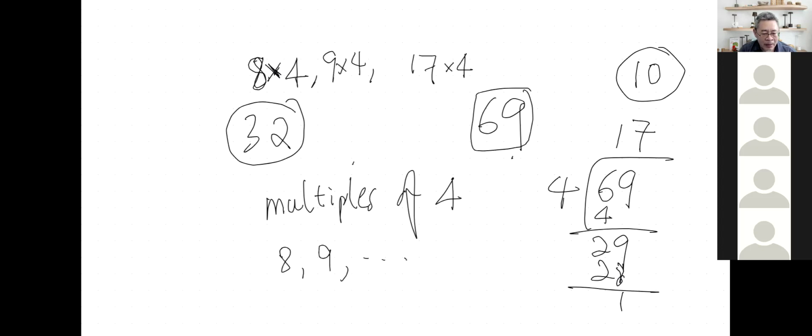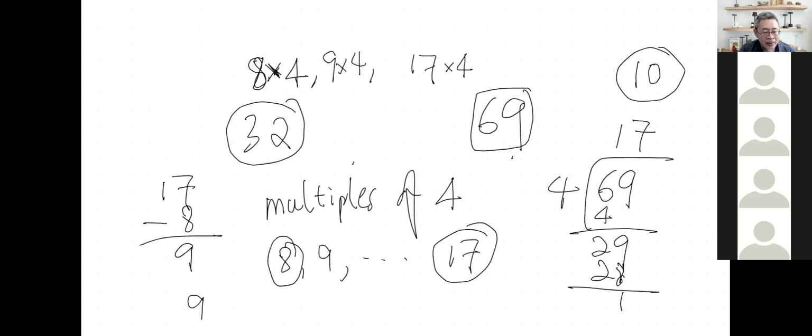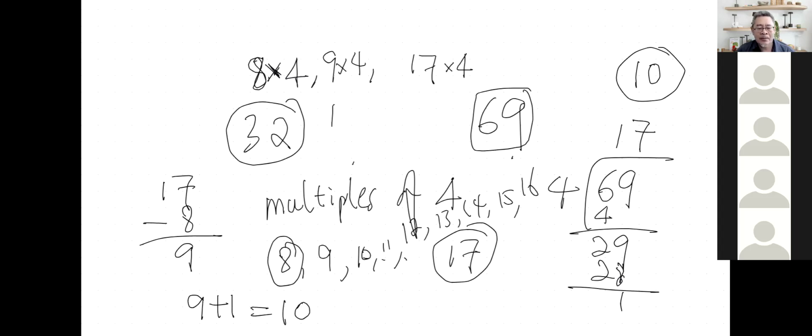Remember how we did early on. We're going to use this minus that, add 1. So 17 minus 8 gives us 9. 9 plus 1 gives us 10. Okay. And you can always check it. You got 8, 9, 10, 11, 12, 13, 14, 15, 16, 17. So if you count it, you'll get exactly 10. Okay. Are we good on this one?